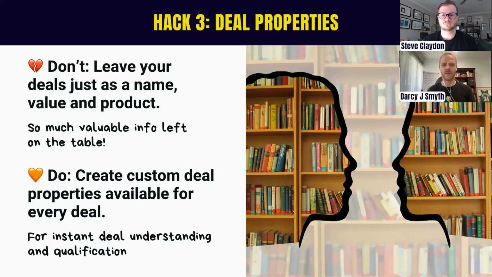So what we want to do, team, instead is create custom deal properties that are available for every deal. You can instantly understand a deal simply by looking at it once or clicking into it and clearly seeing, according to all of these deal properties, exactly what type of deal this is.